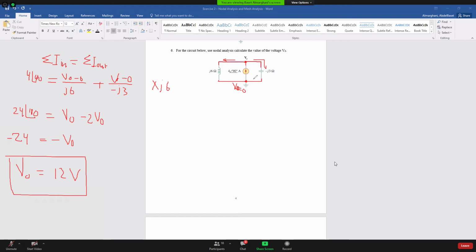If you want the current in the capacitor, IC, you're going to say, okay, it's the V0 minus 0 divided by minus J3, Ohm's law, the voltage across the impedance divided by the impedance. So it's 12 divided by minus J3. This will give you 4 angle 90 ampere. This is the nodal analysis.